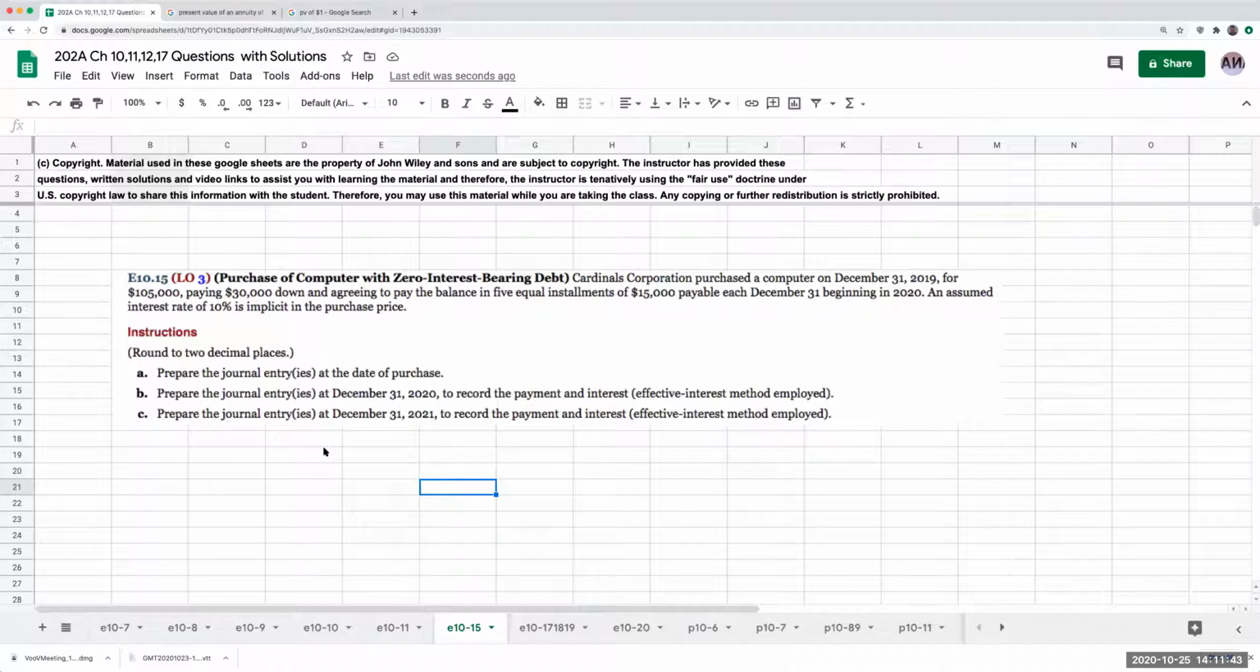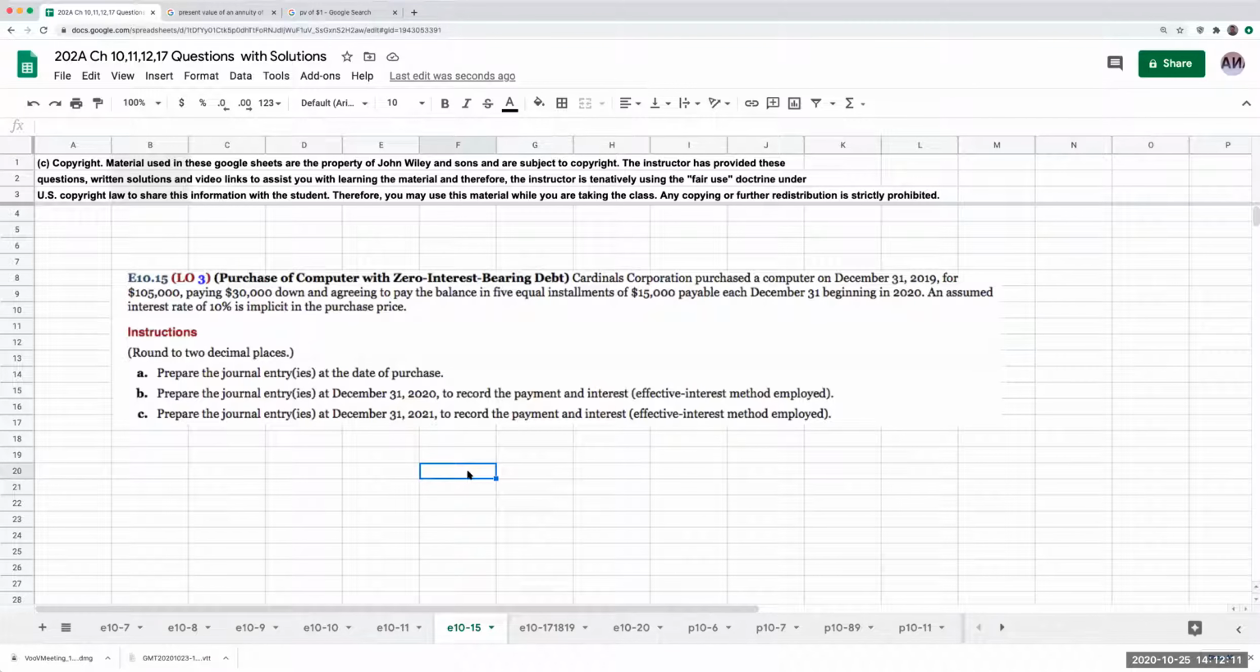So Cardinals Corporation purchased a computer on December 31st for $105,000, paying $30,000 down and agreeing to pay the balance in 5 equal installments of $15,000 payable each December 31st, beginning in 2020. An assumed interest rate of 10% is implicit in the purchase price.